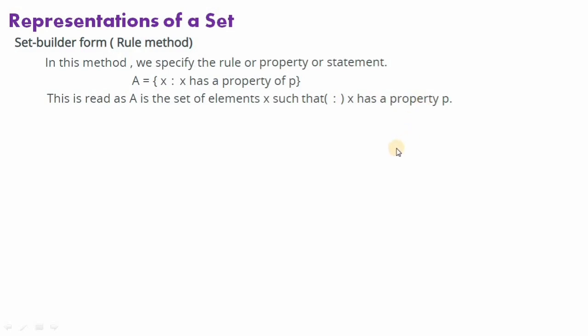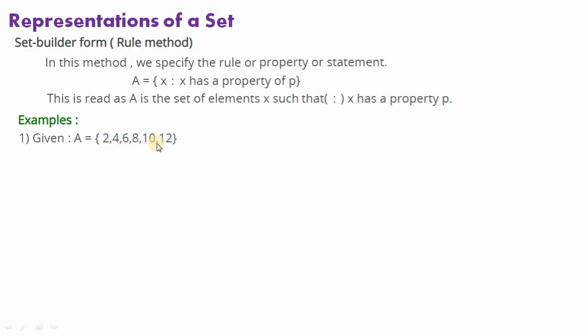What's the meaning of this? Let's try to understand using examples. Let me take the first example. A is given to be 2, 4, 6, 8, 10, 12. Whenever you are writing any set in set builder form, you always need to look for some pattern.